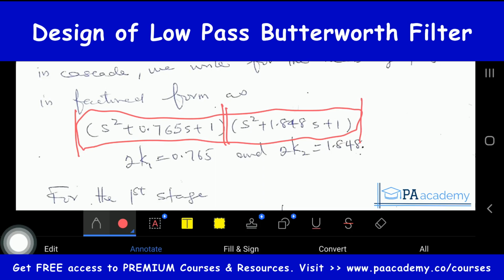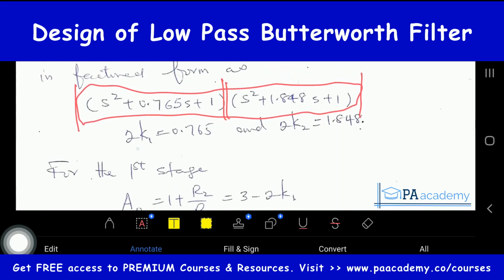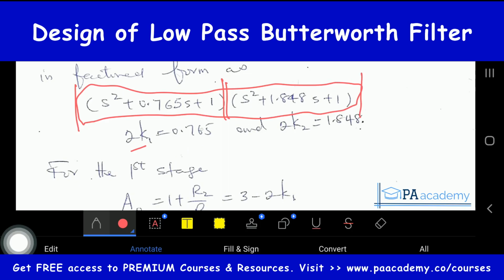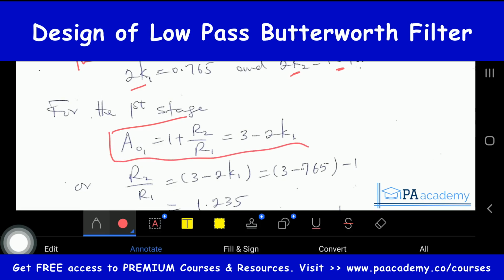Remember how we did the previous example. For the first one, the value for our 2k1 is 0.765, which is right here, and for the second one, 2k2 is 1.848. For the first stage, this is the formula we are going to implement: a naught is equal to 1 plus R2 over R1, which is also equal to 3 minus 2k1. We apply it to this first stage, that's why we have a naught 1 and 2k1.